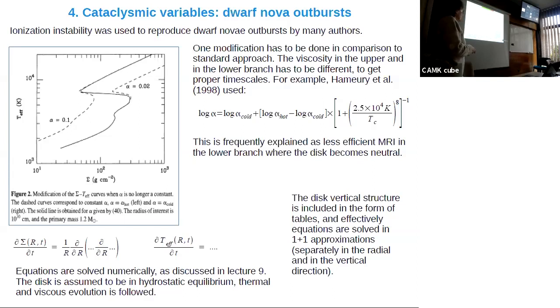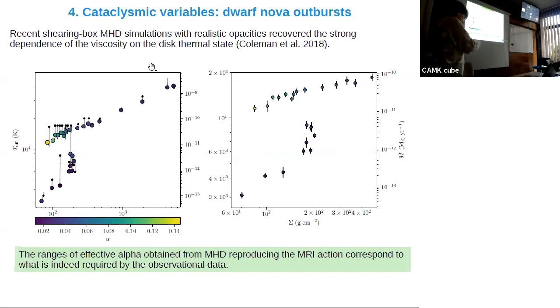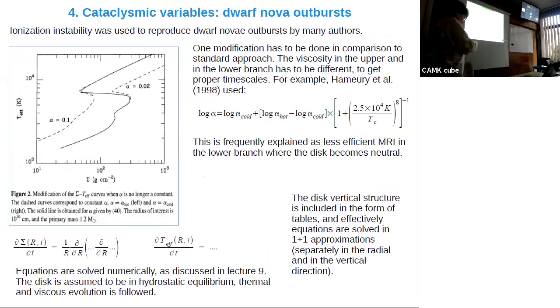And if you don't do MRI, because this is a fast global model, you have to use the alpha viscosity prescription. And that's the first problem. A single alpha viscosity does not work because the outbursts are of much too low amplitude. If you plot this instability curve for a fixed viscosity, the loop here is small. To get large outbursts, you need a larger loop.